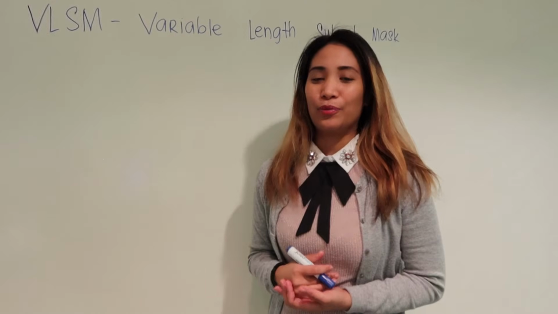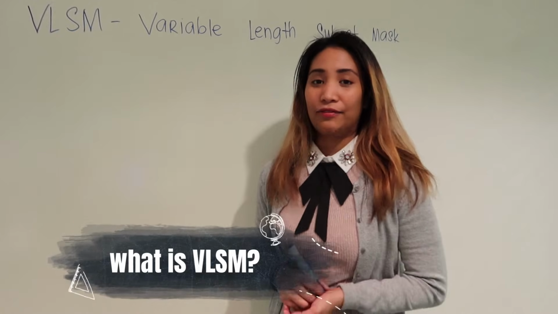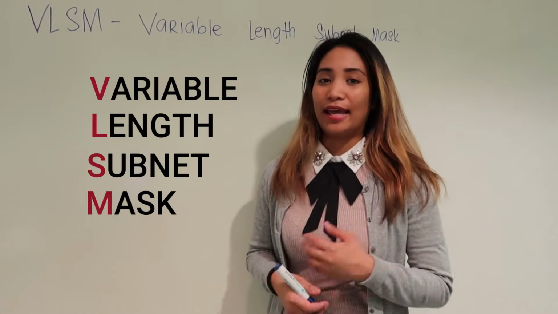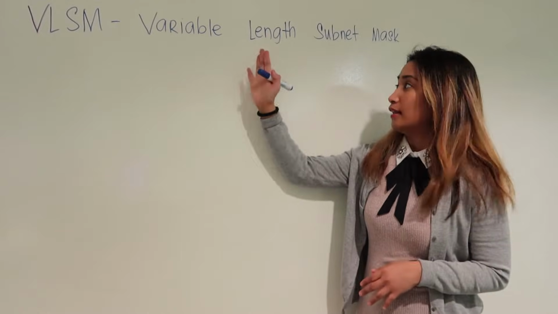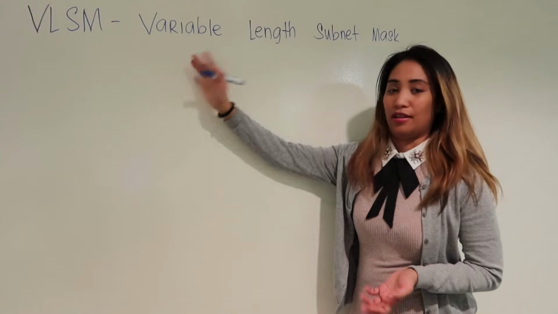So before we get started with subnetting, let's define what VLSM is first. VLSM stands for variable length subnet mask, and that is a subnet design that uses more than one subnet mask in the same network, and also the design that allows a subnet mask to have variable sizes, hence the name variable length. The length, or the size of the subnetwork, is varied.